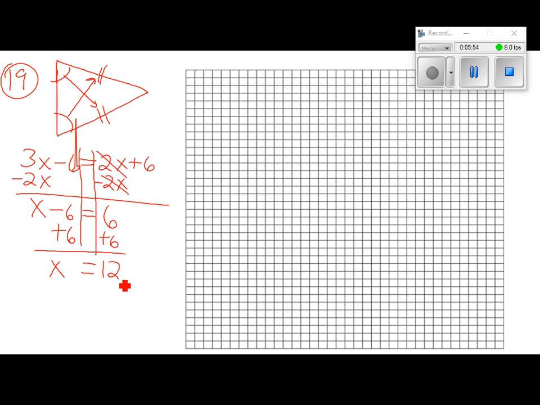What do they ask us to find on these problems? Just find x. So do we have to go back and plug in? No. So x equals 12. You would do 15. Luke, which one did you say? 12.